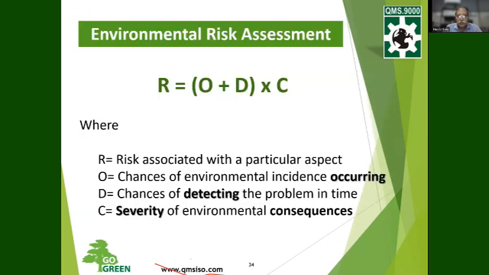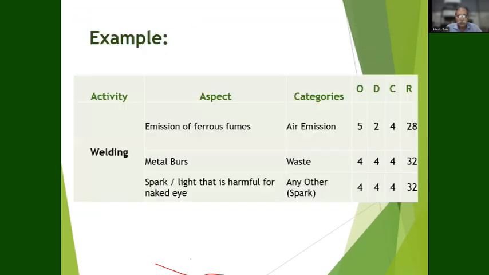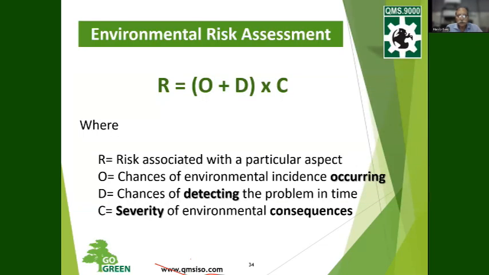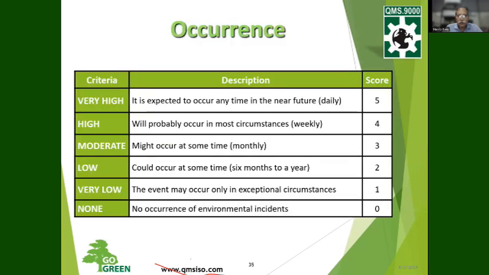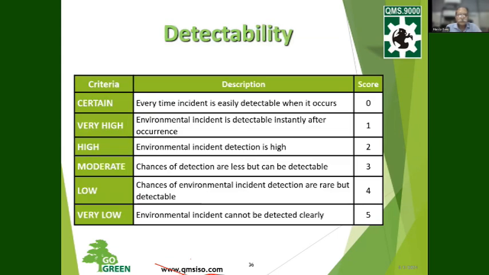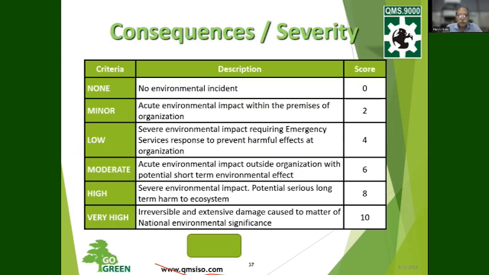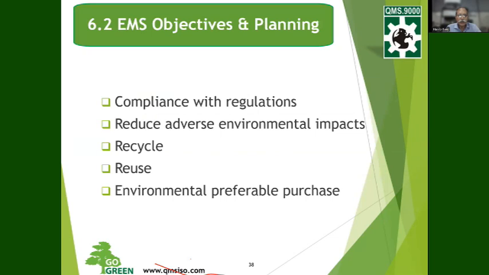I will once again show you the activity, the aspect, category, and this is the table. This is the formula. This is the scoring for occurrence, chances of occurrence, detectability, detection, and severity of consequences, right? So this is how you calculate the significance of environmental aspects.